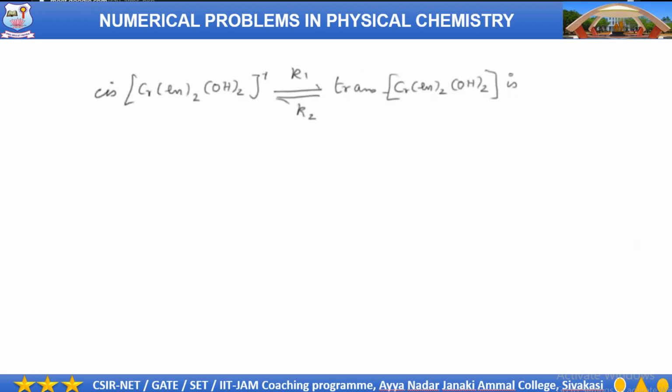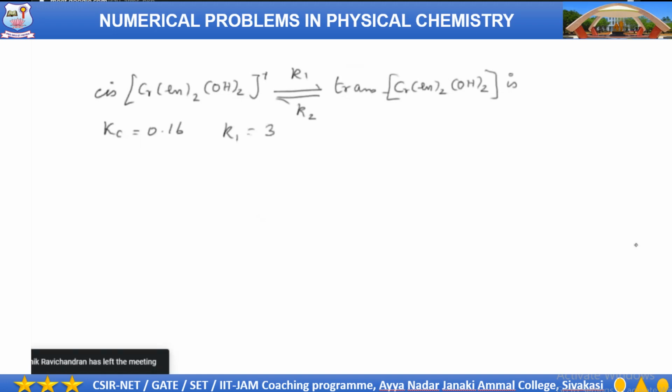At 25 degrees centigrade, Kc is 0.16, and the rate constant for the forward reaction is 3.3 × 10⁻⁴ per second. How long would it take for half the equilibrium amount of the trans isomer to be formed?